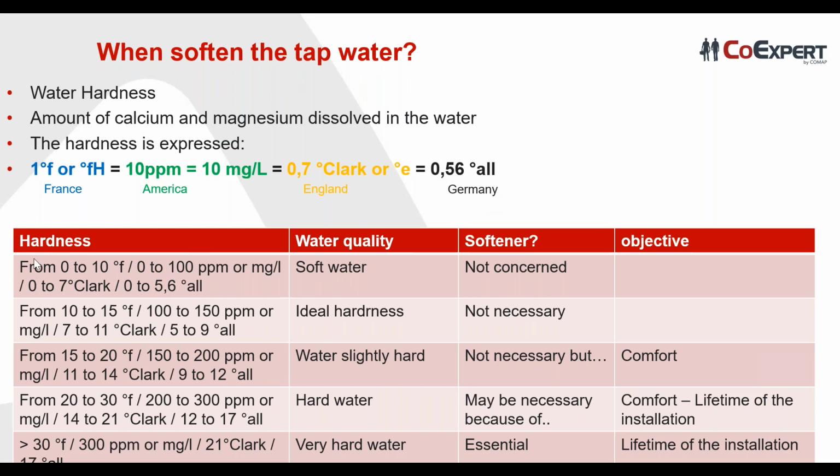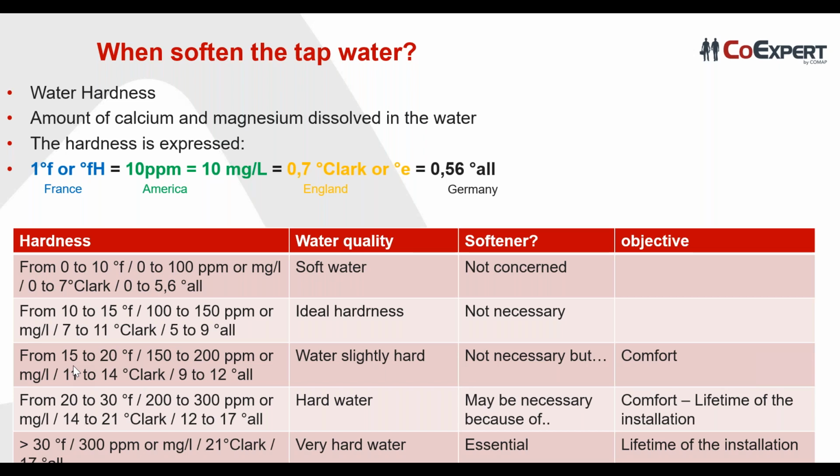So in the table below, you can see the hardness, the water quality, if it's a soft water or a hard water, if it's necessary to install a softener or not, and the objective of the softener. Here you can see that for hardness below 15, it's not necessary to soften the water because we are going to try to have a softener outlet hardness equal to 10. So below 15, it's not necessary to install a softener. It's only a matter of comfort if people want to install one.